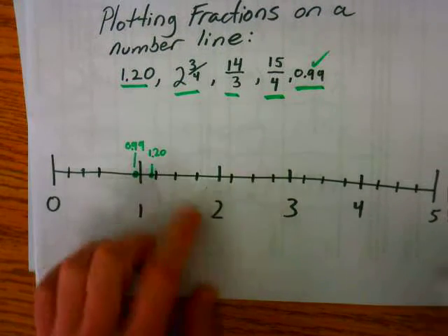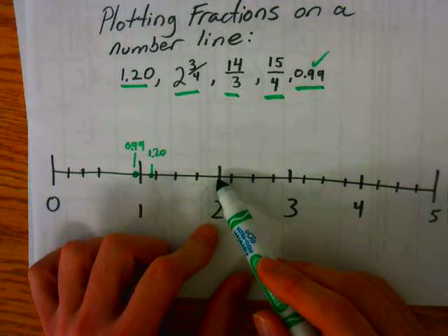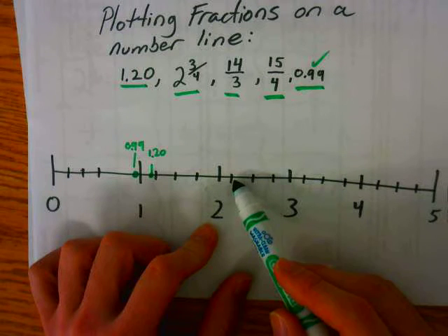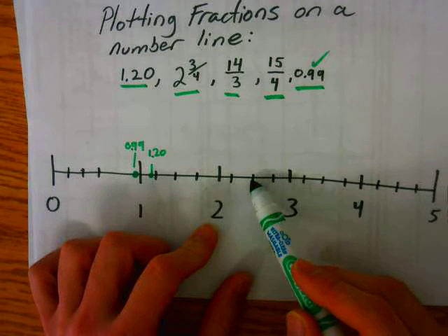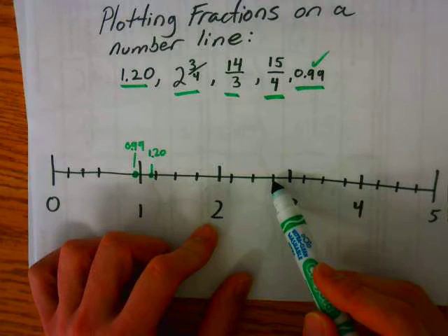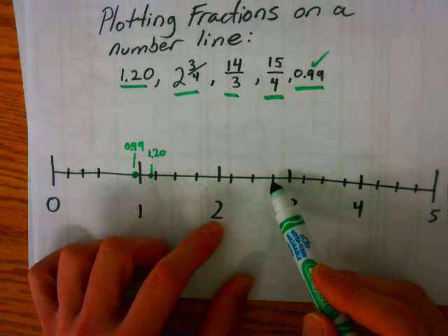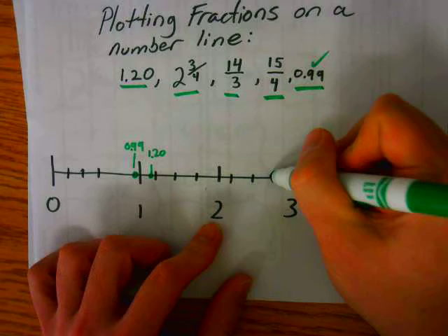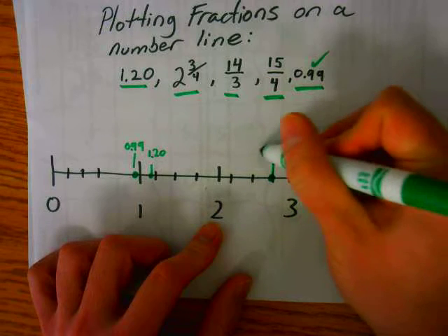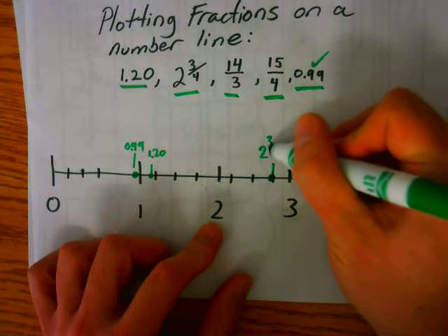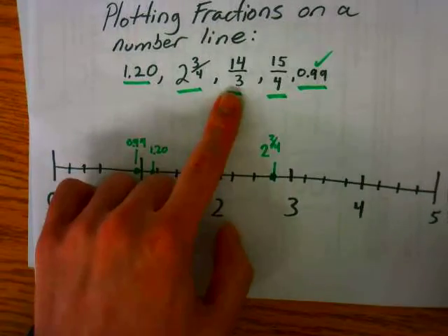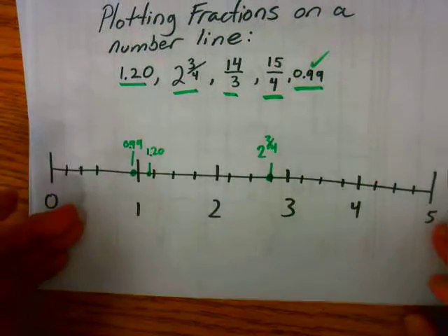3/4. So here's my 2. That looks like a quarter there. That looks like halfway, 2/4. It looks like I've got 3/4 right there. So I have 2 and about 3/4 right here. So I'm going to put my green dot right there and label it 2 3/4. Here we have 14 out of 3, and you'll notice on my number line there isn't a 14, so we need to change this into a mixed fraction.